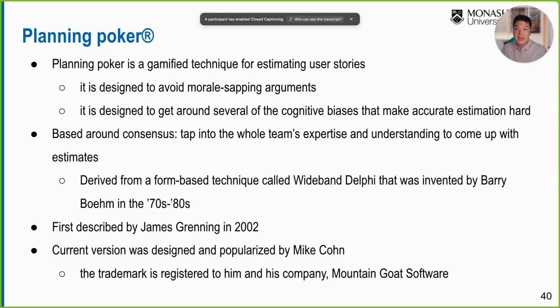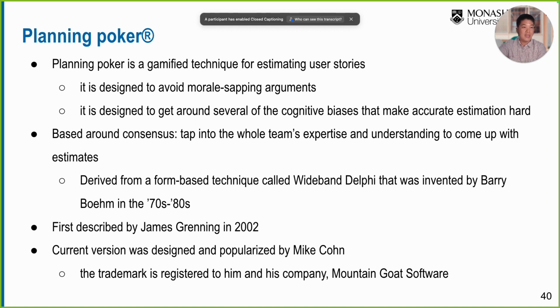Another technique is called planning poker. What does it mean? It's like a gamified technique, right? To estimate the user story. It is designed to avoid morale-sapping arguments. What I mean is that, let's say when we estimate the story point together, everyone in the team comes together for this task. How much effort is required?